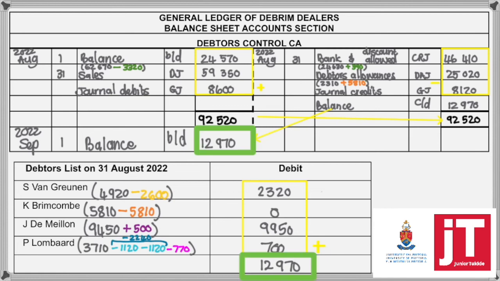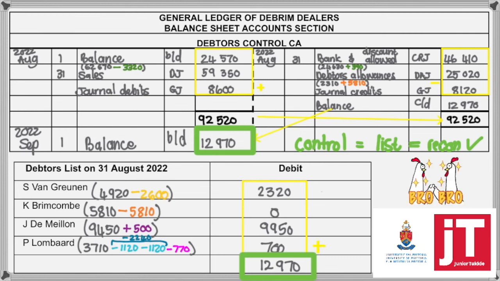12,970. And you notice that the total of the list here is the same as the balance brought down of the control account. Therefore, our control is equal to the list. Our reconciliation is working out. So yay, we know that we've done it and we can pat each other on the back.